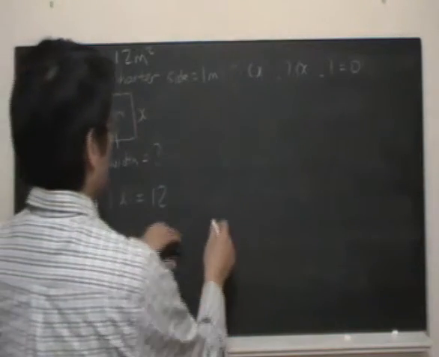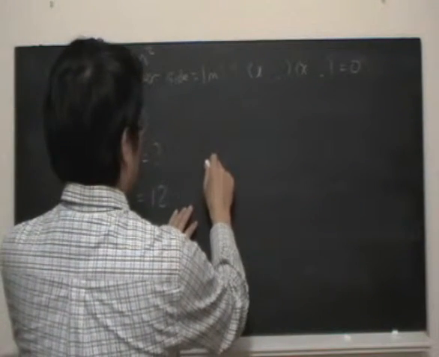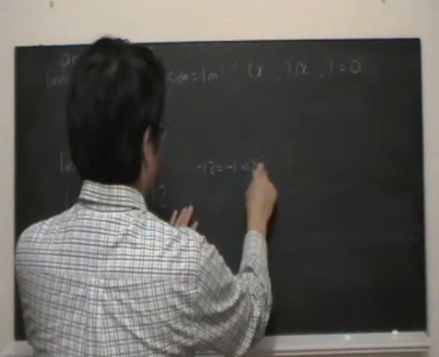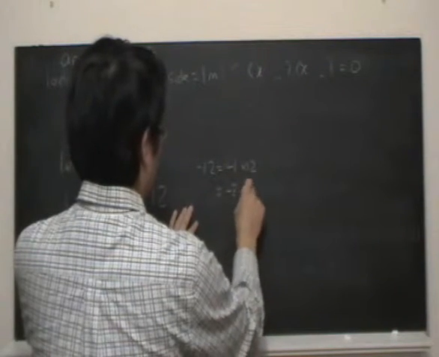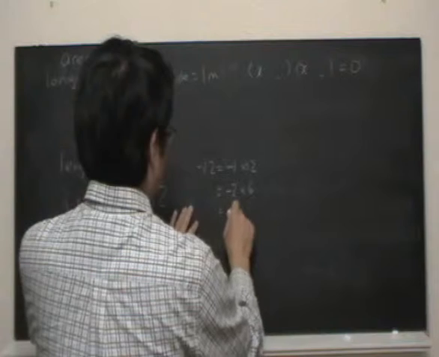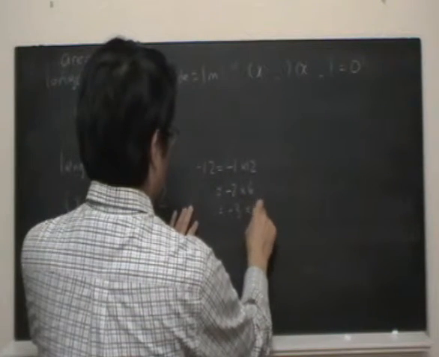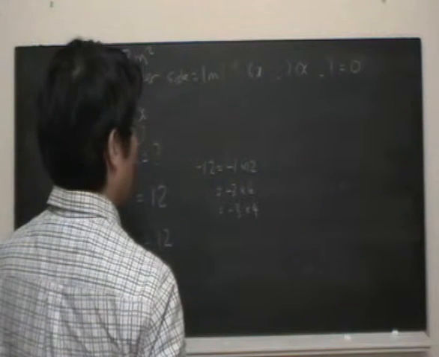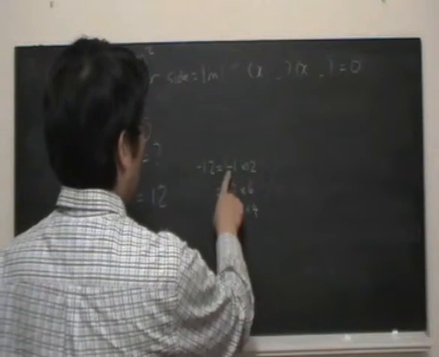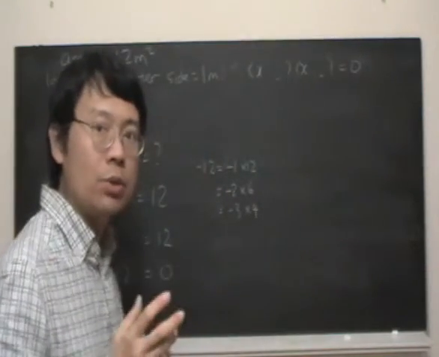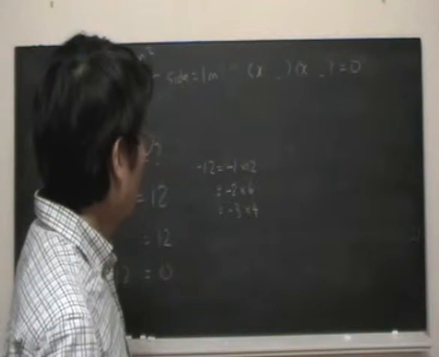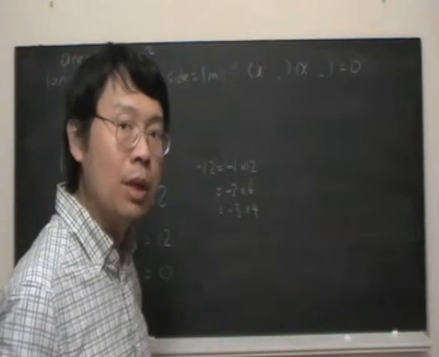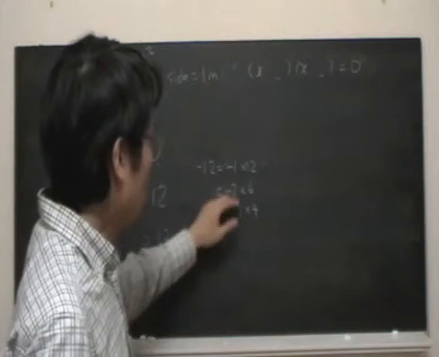Let me write it down here. So minus 12 can be minus 1 times 12, minus 2 times 6, minus 3 times 4. Or instead of minus 1 times 12, we can also have it the other way around. We can have 1 times minus 12. So likewise for each of these cases.